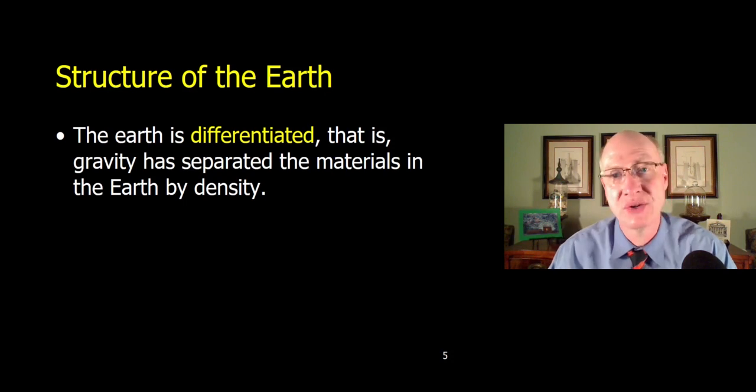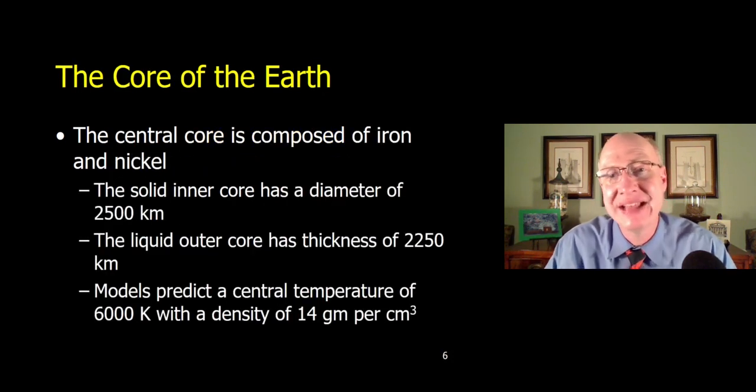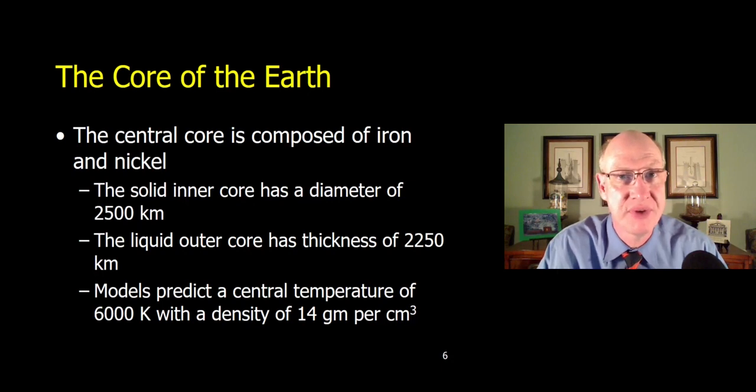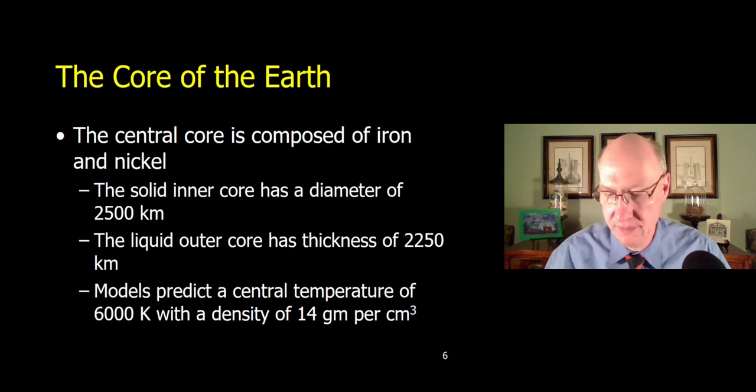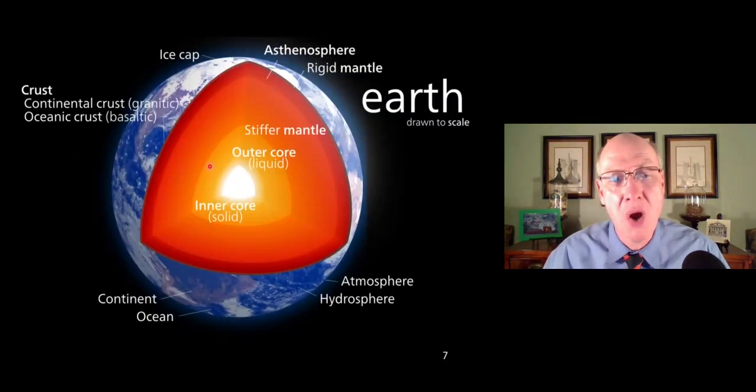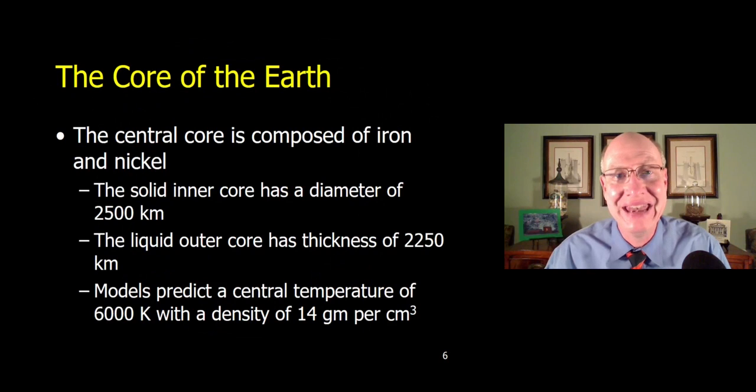So deep down at the center of the Earth, we have the core. And that central core, as we mentioned a second ago, consists of two parts. There's a solid inner core that has a diameter of about 2,500 kilometers, and surrounding that is a liquid, molten outer core that has a thickness of 2,250 kilometers. The inner core and the outer core are composed of iron and nickel. The outer core is molten iron and nickel, and the inner core is solid iron and nickel. So it's a metallic core. The Earth has a giant metallic core to it.